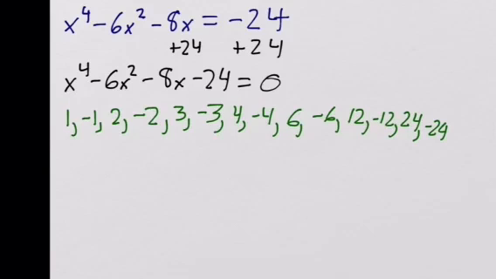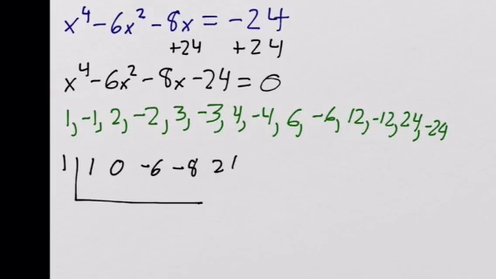So I'll just start by testing to see if 1 is 0 of this polynomial. So remember, I need to put the 0 in there for the x cubed term. So I put those numbers in, and now I test. So 1, bring down the 1, multiply by the 1, and add. Multiply by the 1, and add. Multiply by the 1, and add. Multiply by the 1, and add. I get 11, that's not 0, so I can completely eliminate 1.